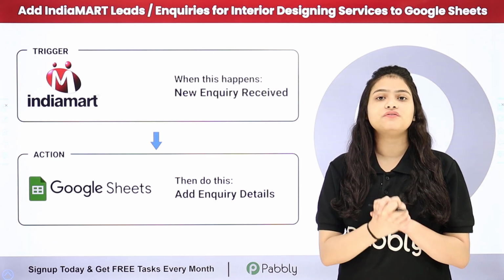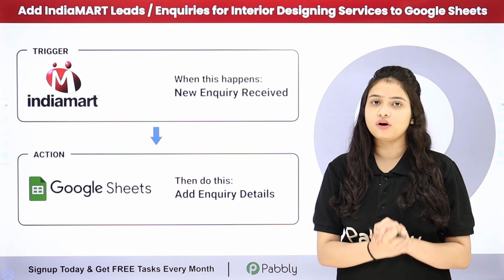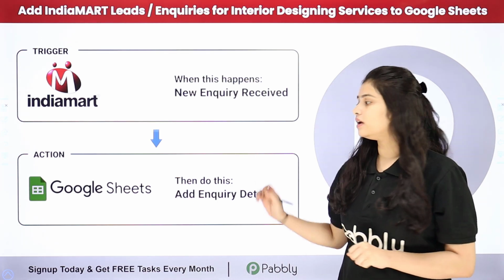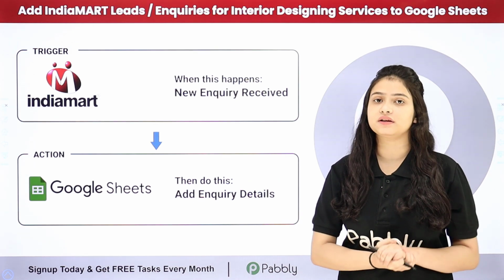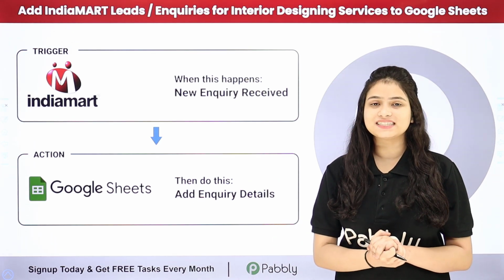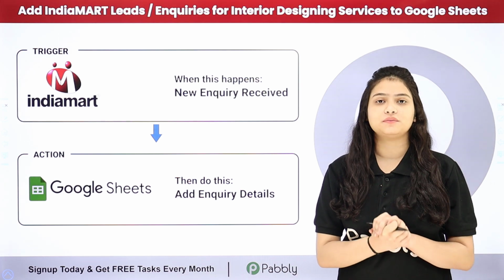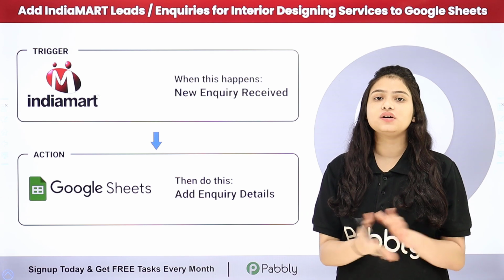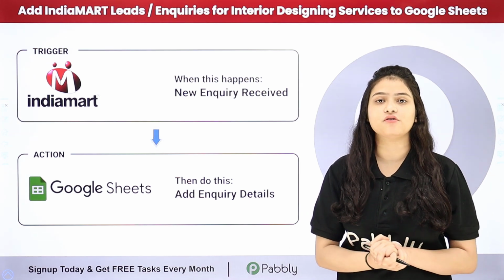Now my objective is that whenever I'm going to receive a new lead or a new inquiry for my business, automatically the details of that lead should be added in my Google Sheets to create a systematic record. So how we are going to automate this entire process? For this, we will have to set up the connection between IndiaMART and Google Sheets, and that we are going to do without any coding and programming skills, simply with the help of PAB Connect.